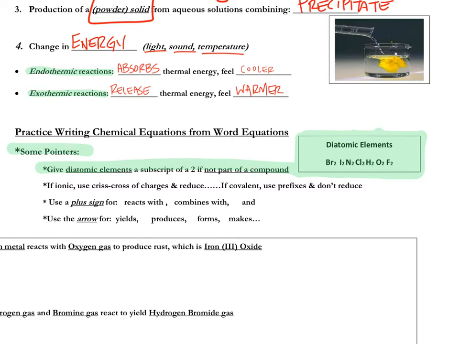If it's an ionic compound, you're going to use the crisscross charges, like we've practiced before. We have to use a plus sign. So words like reacts with, or combines with, or and, all indicate that they are separated by a plus sign. You'll use the arrow if it says yields, produces, forms, or makes.